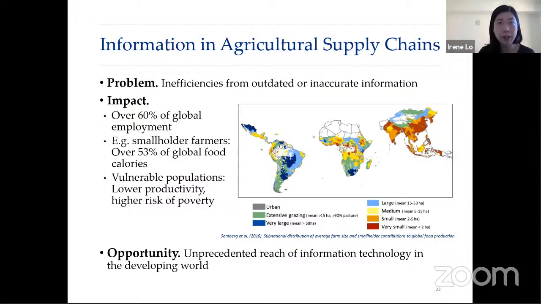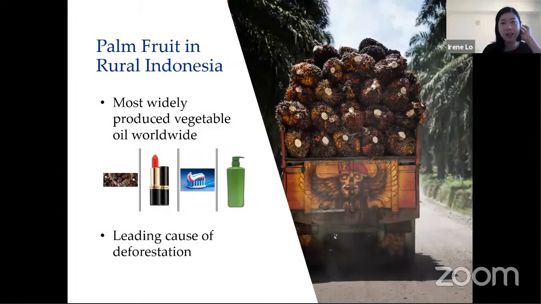I'm just going to tell you very briefly about one set of projects we have looking at palm fruit in rural Indonesia. Palm oil is one of the most widely produced vegetable oils worldwide. In 2019, there was global demand for 75 million tons of palm oil.